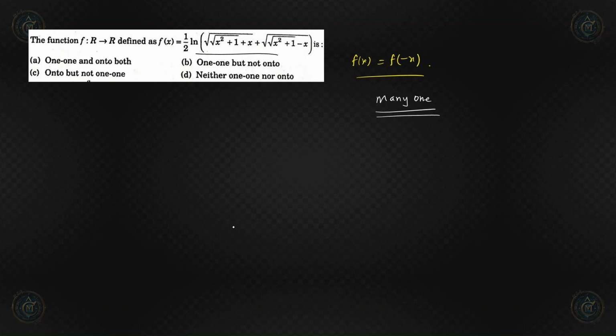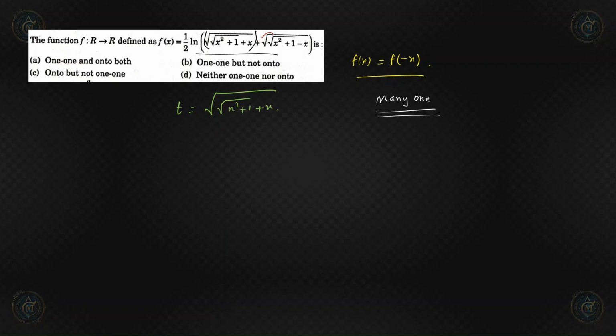Now let us check the onto nature of this function. To check the onto nature of this function, we have to first find its range. Now think about this. If I, let's say, take this expression here, root under, then again root under x square plus 1 plus x to be some t. So this is some t. What will be this expression?